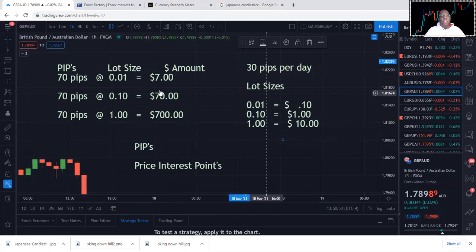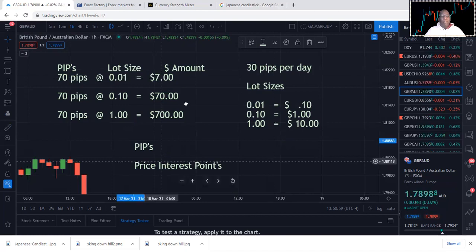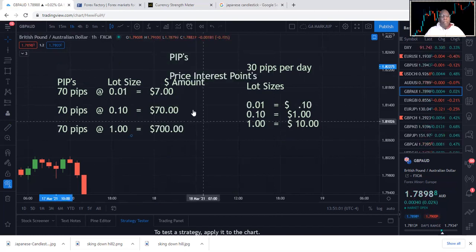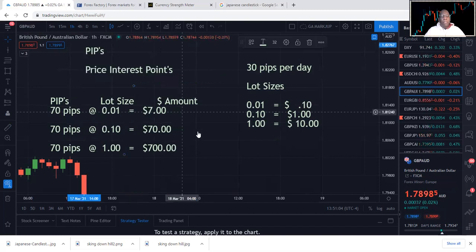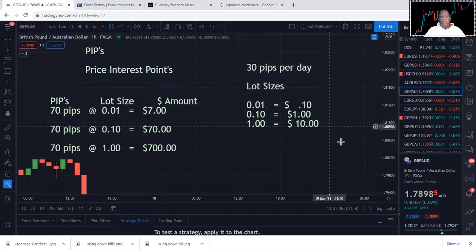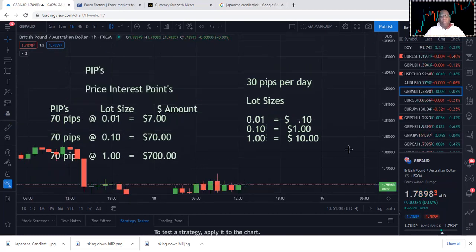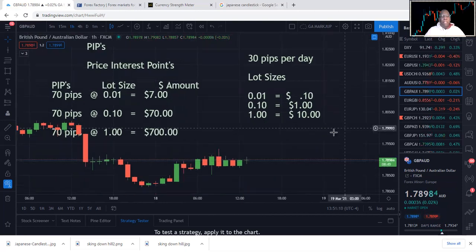Okay, so this is your lesson on lot sizes, on pips. All right, and pips are price interest points, and candlesticks. So hope this helps a little bit. If it doesn't help, it will become clearer as we go along.